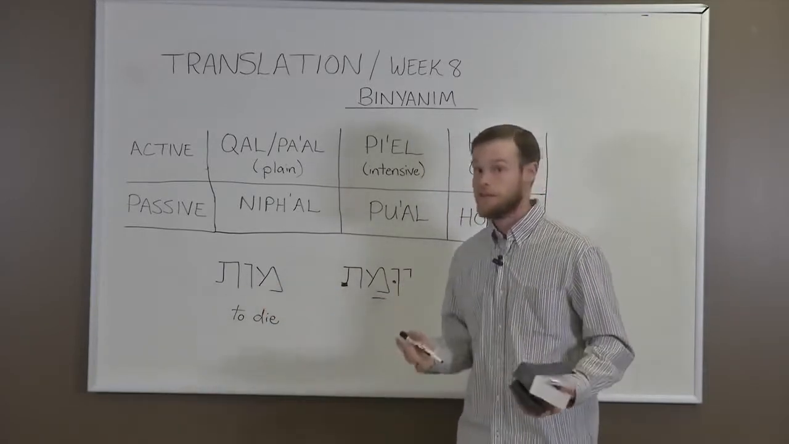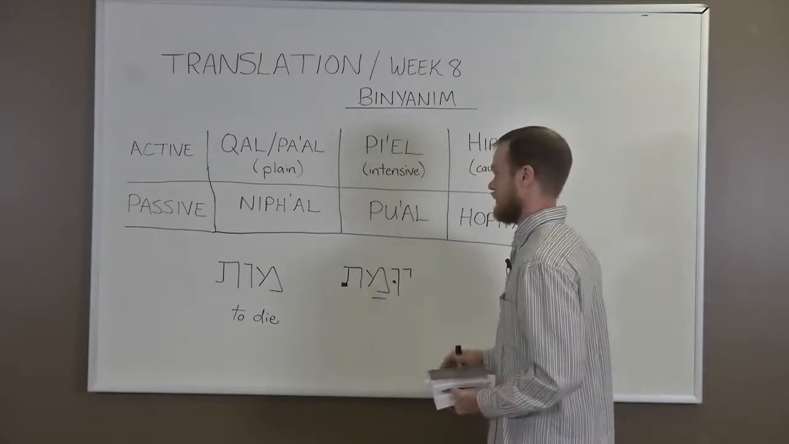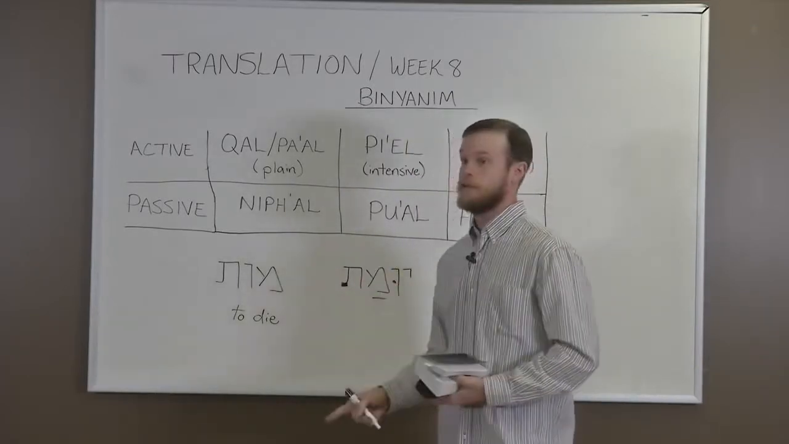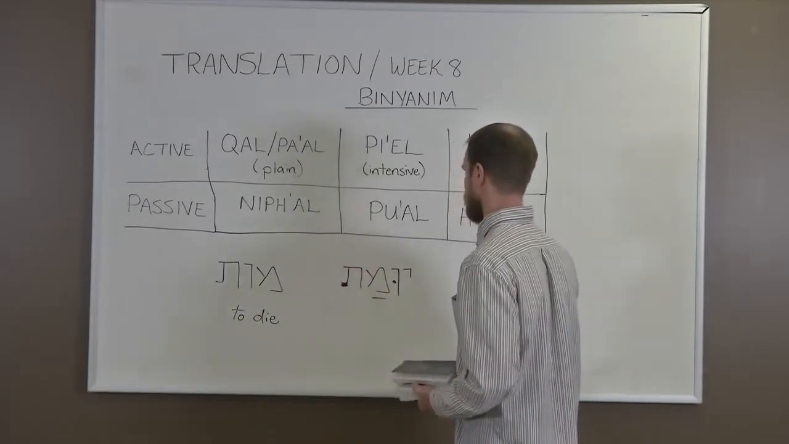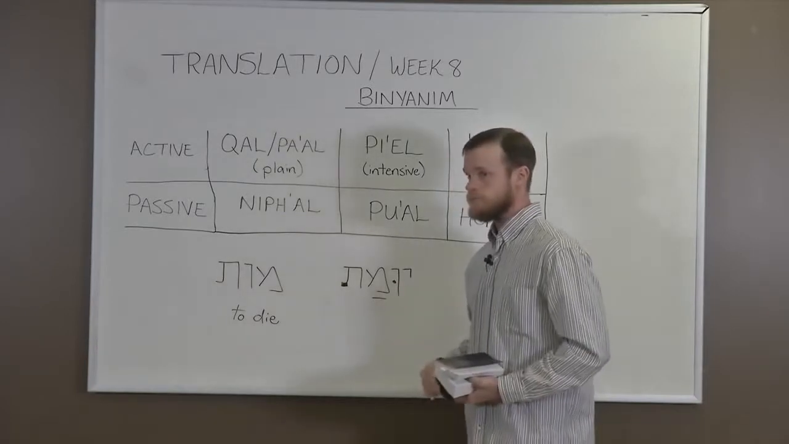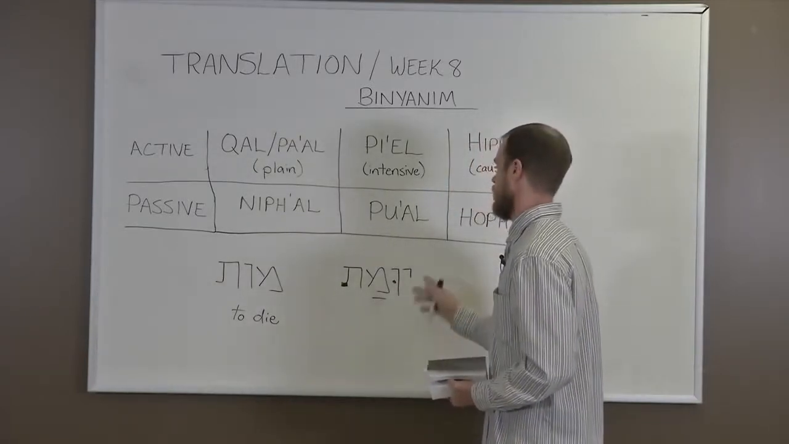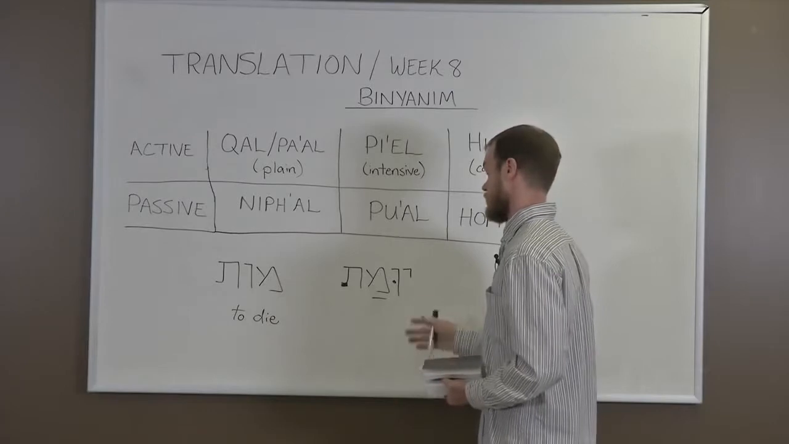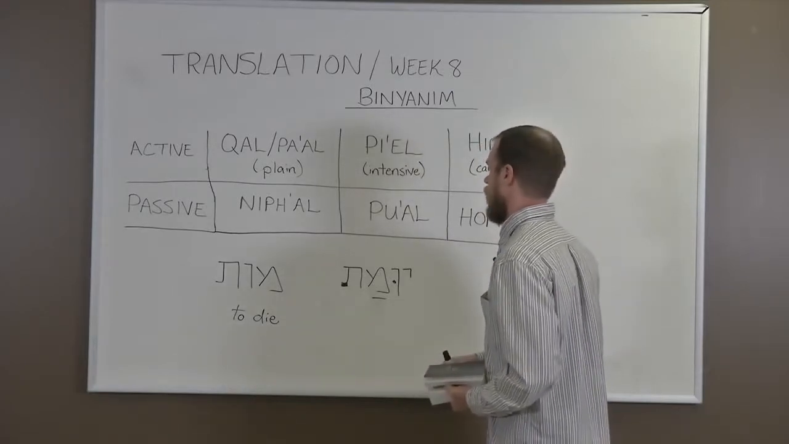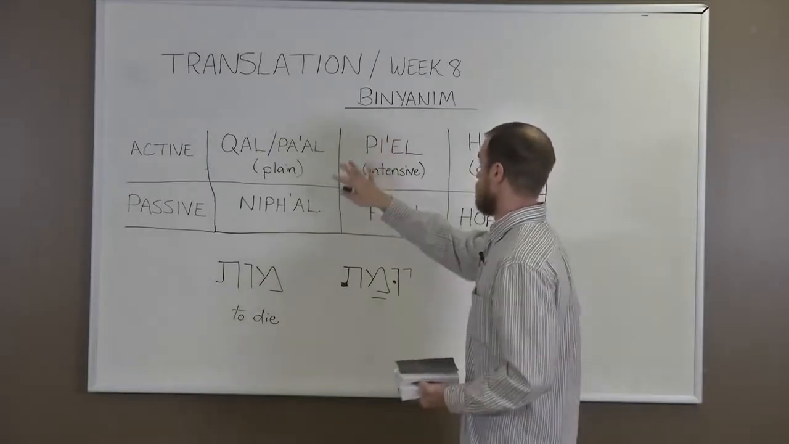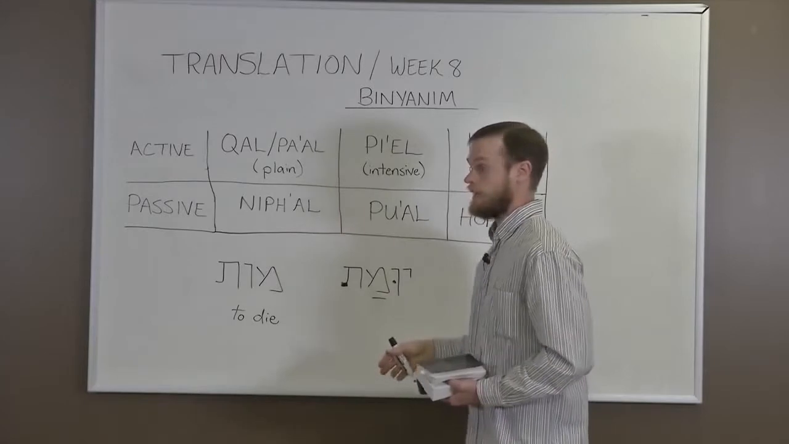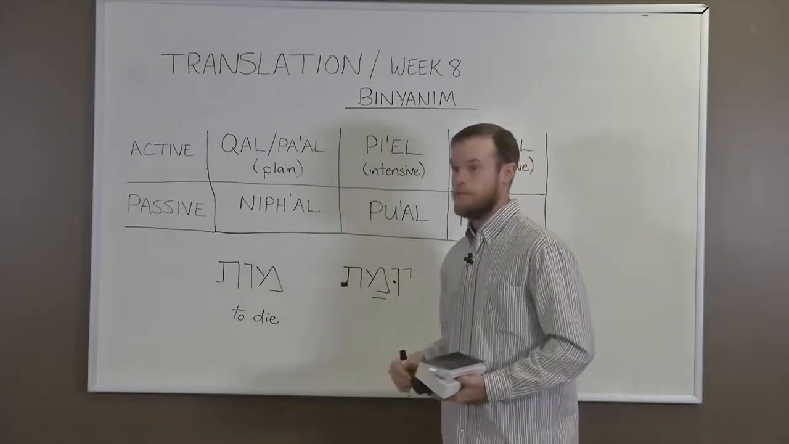So funny things happen when you've got these special Gizrot. So this Vav actually disappears, as it does in the Kal, and the prefix that's added is this Yod Vav with Shuruk. Okay, so this is the future tense, third person masculine singular. So if it was conjugated in another form, say the Kal, it would mean he will die.